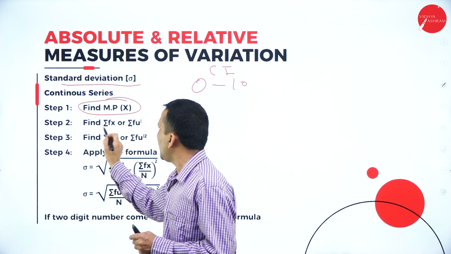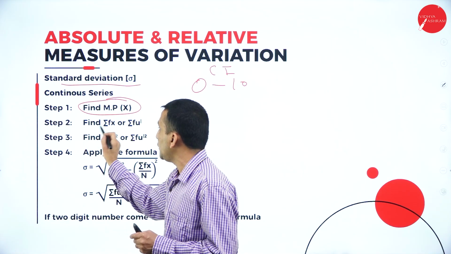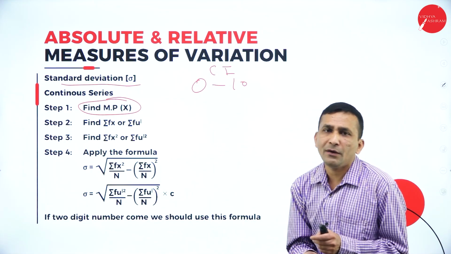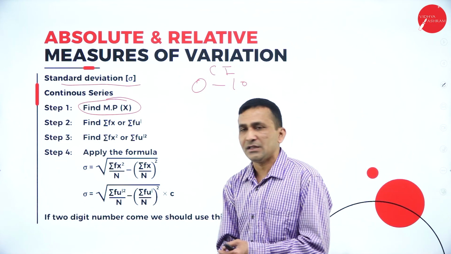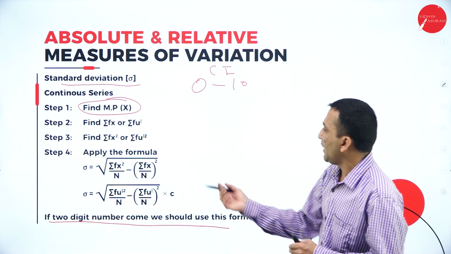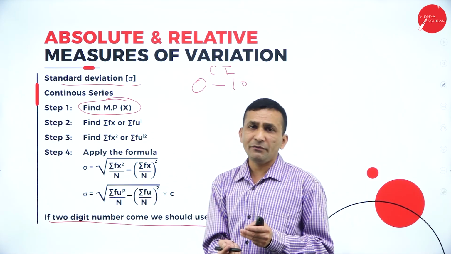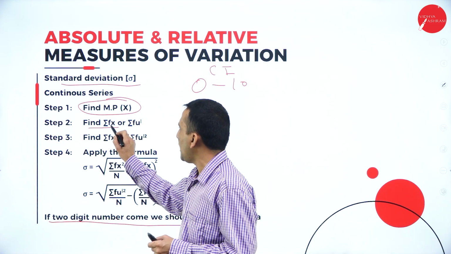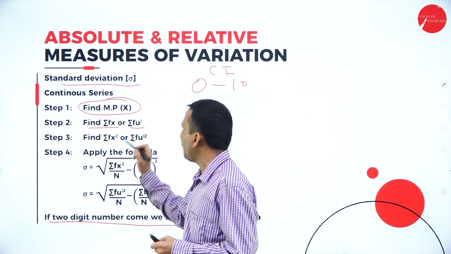Second step, apply the standard deviation formula, whatever is required, either the direct method or the step deviation method. Whenever 2 or more digits are given, I suggest using step deviations, because only with the help of step deviations are we able to reduce the values. So here, find sigma fx or sigma fu dash.